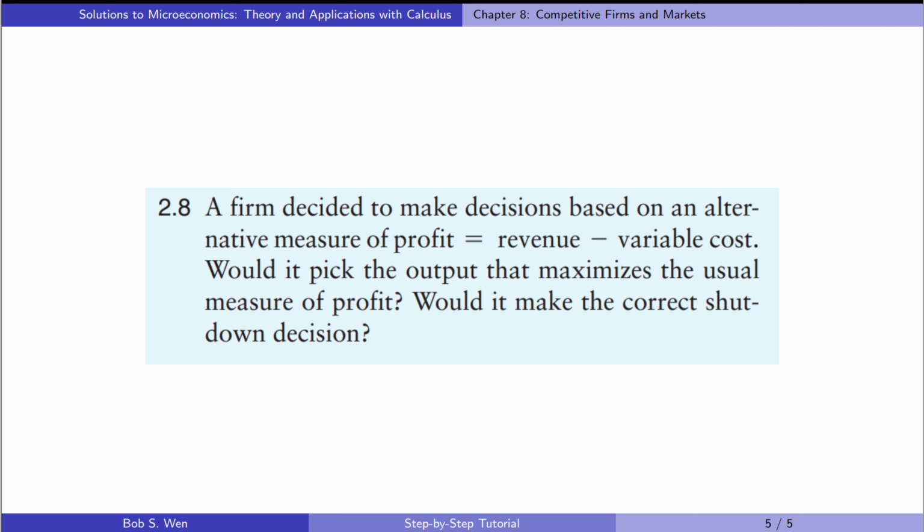Let's go to exercise 2.8. A firm decided to make decisions based on an alternative measure of profit, revenue minus variable cost. Will it pick the output that maximizes the usual measure of profit? Will it make the correct shutdown decision? If the firm omits the fixed cost in the profit calculation, it only makes the profit value larger than the correct one.